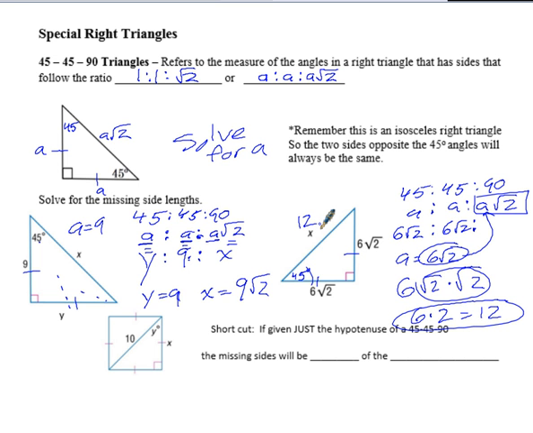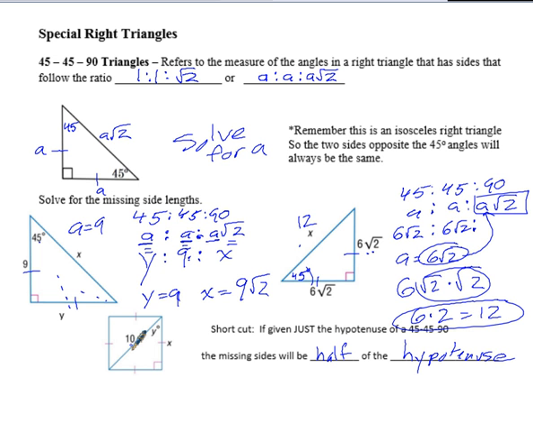Now again, you can just do a trig ratio and say sine of 45 equals opposite over hypotenuse, and still solve for x. These are just shortcuts. Shortcut, if you're given just the hypotenuse of a 45, 45, 90, the missing side will be half of the hypotenuse.